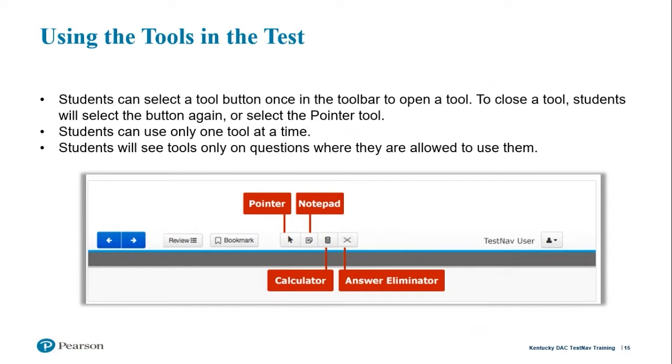There are various tools that are available in the test. The students can select the tool button once the toolbar is open. To choose a tool, the students will select the button again or select the pointer tool. They can only use one tool at a time. And some tools will be on questions where they're allowed to use them. So some of them may not. Some items won't use a calculator, for example, or they don't need a ruler or protractor or things like that.